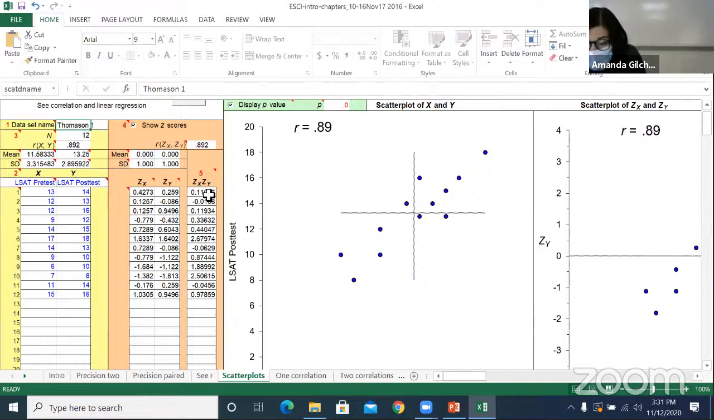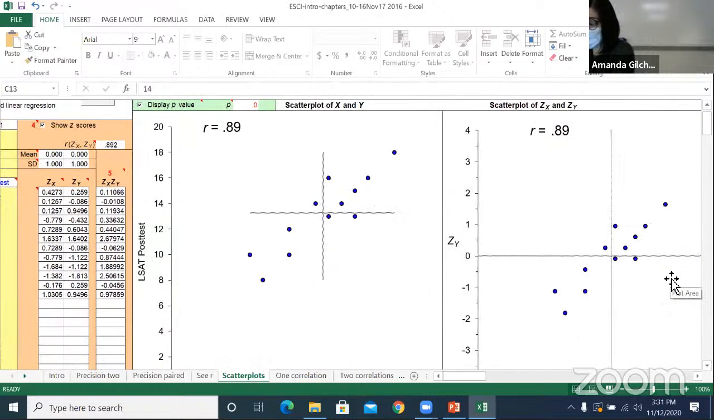So when we are calculating z of x and z of y, this is what we're basically doing. Here, our X is 13, so this person's score minus 11.58, divided by 3.3, gives you 0.42. This person has a post-test score, their Y component, of 14. So it's 14 minus 13.25 divided by 2.89, which leaves you with this. And when you multiply 0.42 times 0.25, you get 0.11.